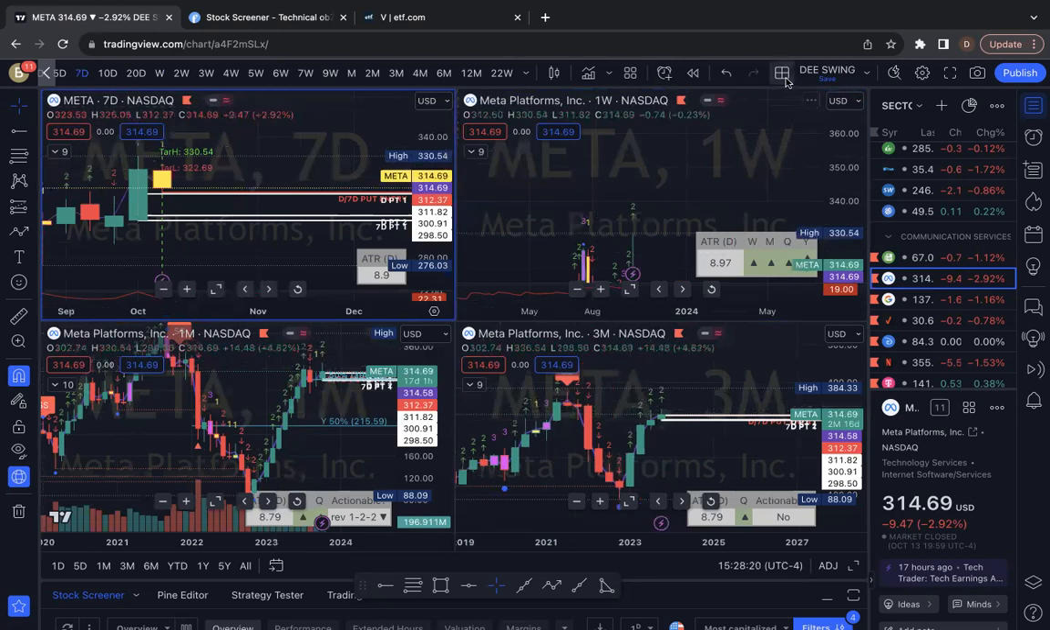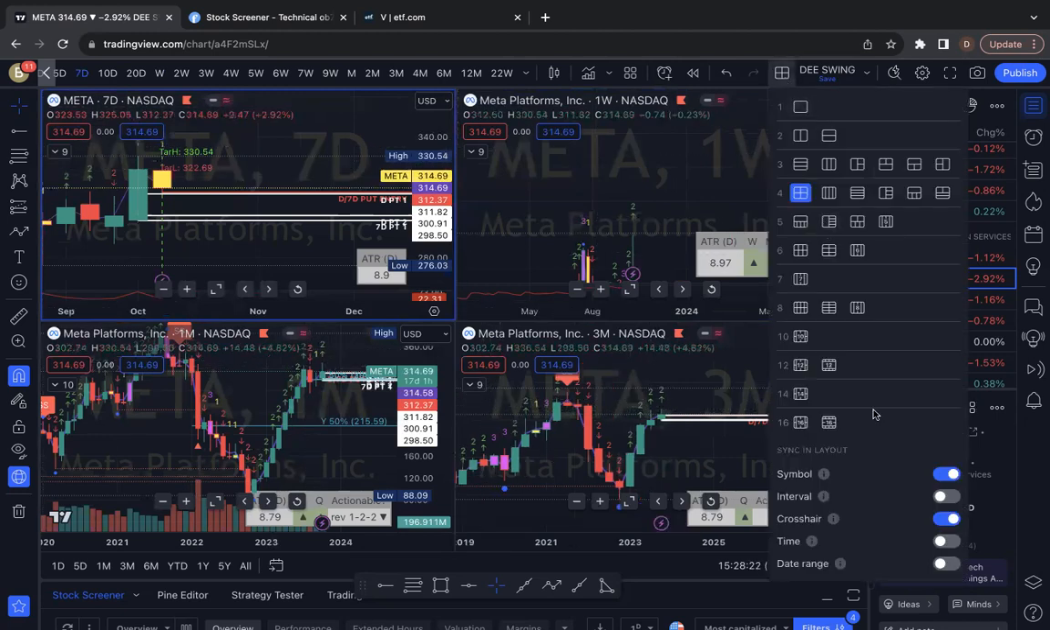Okay. When you click into these panes, if you look down here, you want to have your symbol checked. And what that does is that makes sure when you type in a symbol, it goes on each layout, on each pane. You want to have your interval not checked, because if you have the interval checked, that means if you go on a daily on one pane, it's going to go on a daily on all four. And you want to have your crosshair checked. And what the crosshair does is whatever you do to one chart, it does to the other.